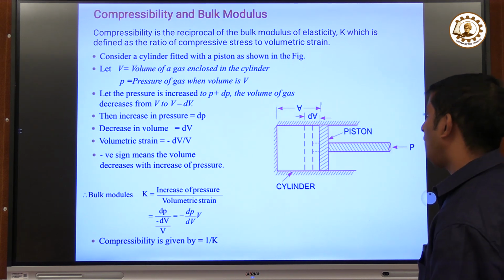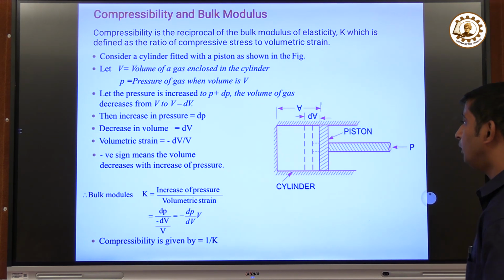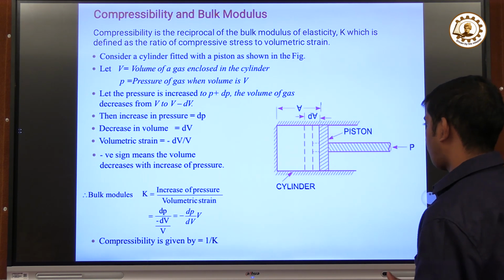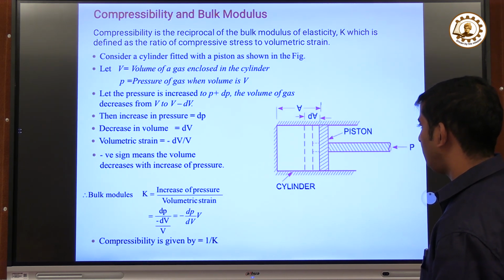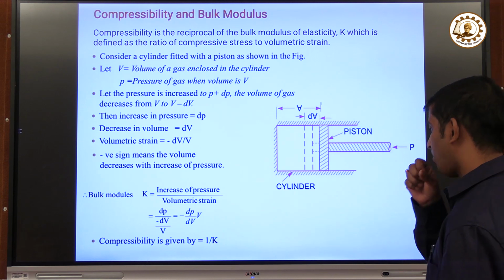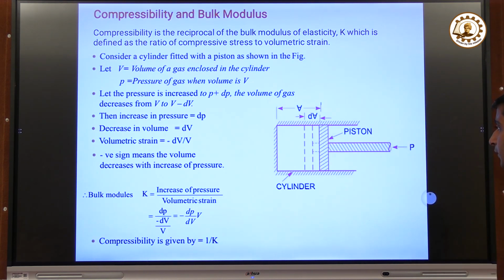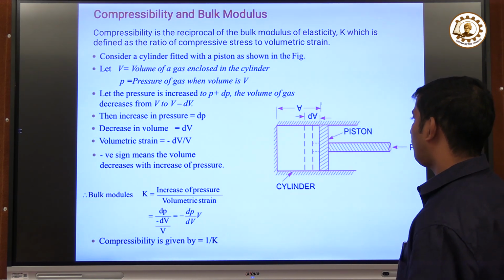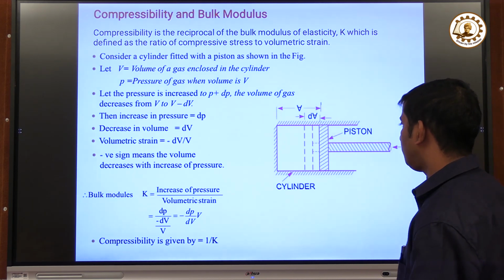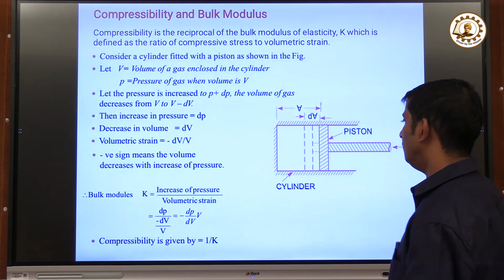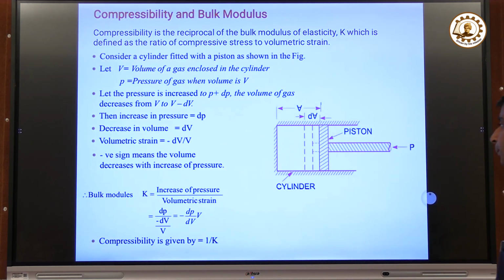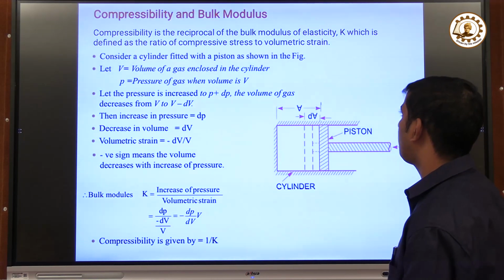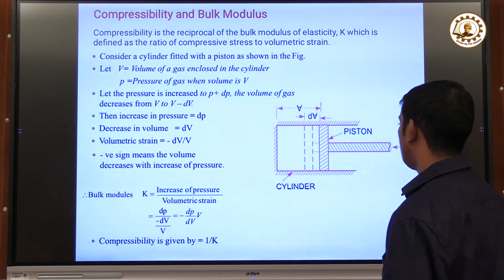So we can write the bulk modulus K is equal to the increase in pressure divided by the volumetric strain. The increase in pressure is dP, and the volumetric strain is minus dV by V. Now you can write K equals minus dP by dV into V. And compressibility is given by 1 by K, that is, the reciprocal of the bulk modulus of elasticity, which is denoted by K.